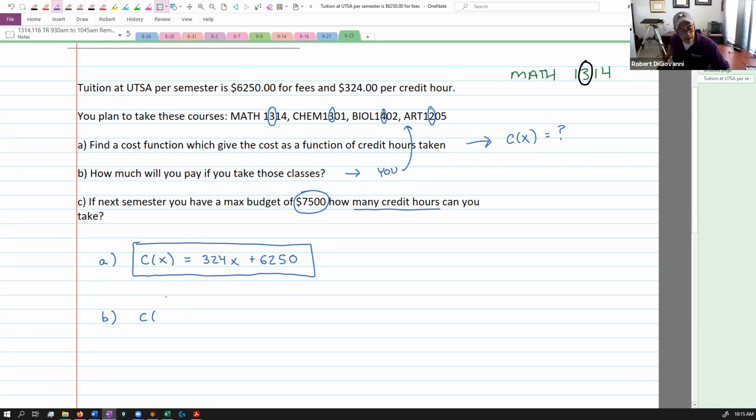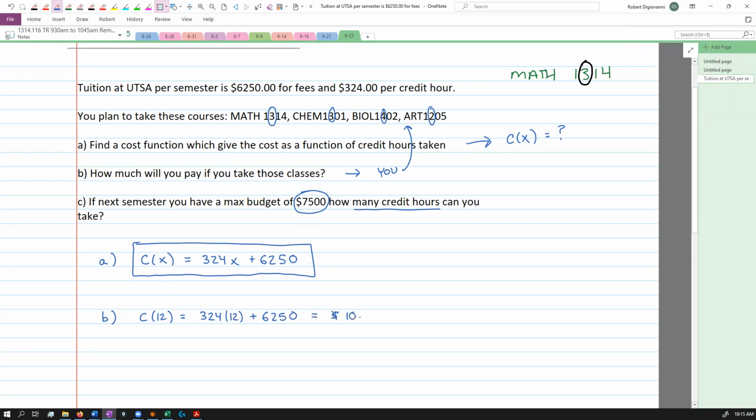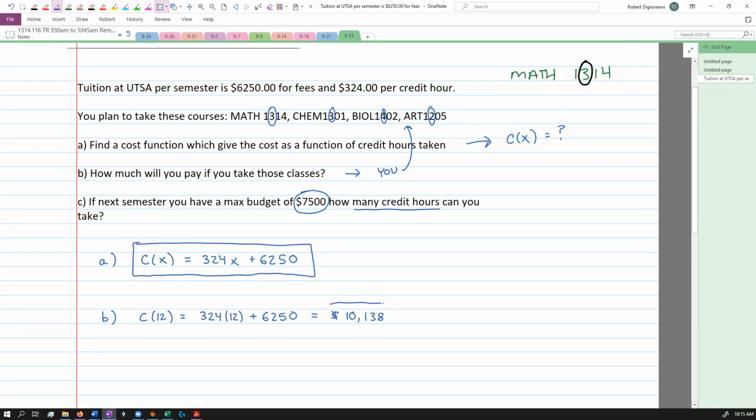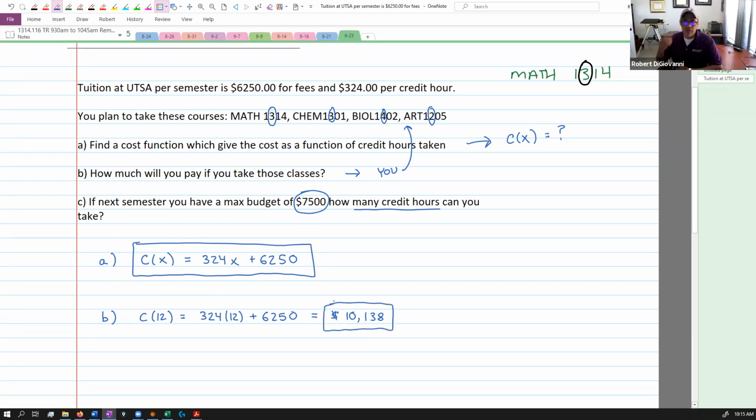What I'd like for you to see is that once we have the cost function, part B is asking you to plug 12 into that function all at once, right? Which you did: 324 times 12 plus 6,250. And what did you say that was? It was 10,138. Okay, that sounds right. Everyone agree? Everyone understand? I put the $ in front of that because it actually represents the cost, the money we're going to have to spend.